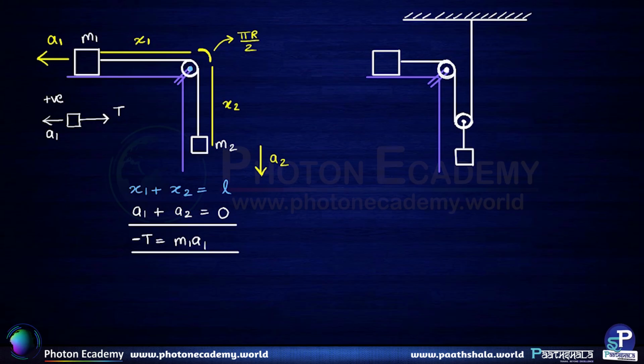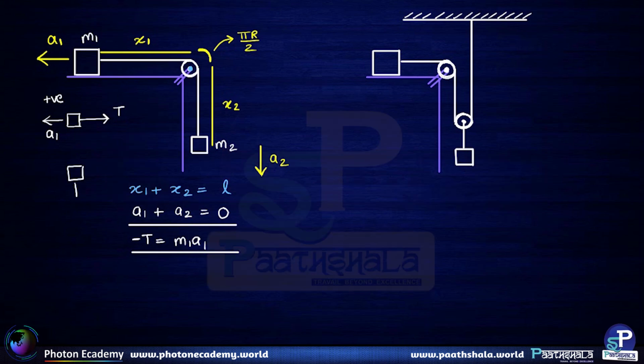Also, the equation for the mass m2, this is an intuitive equation as far as the mass m2 is concerned. This equation is simple. So m2g is in the downward direction and the force of tension T is in the upward direction. So m2g minus T is equal to m2a2.